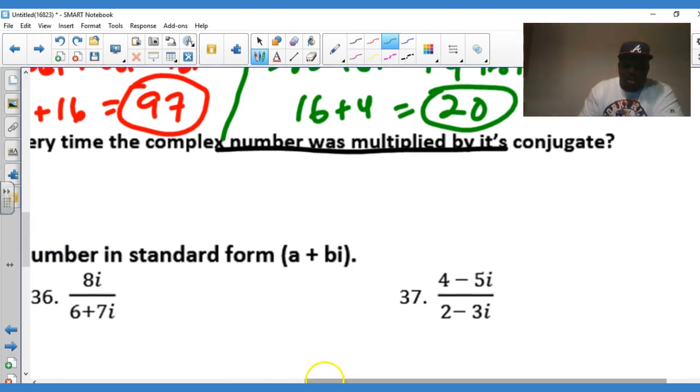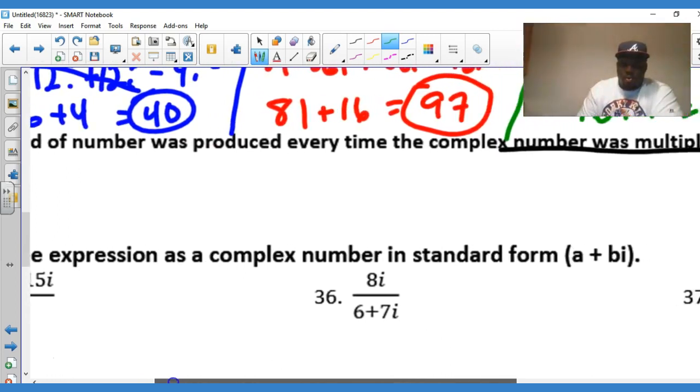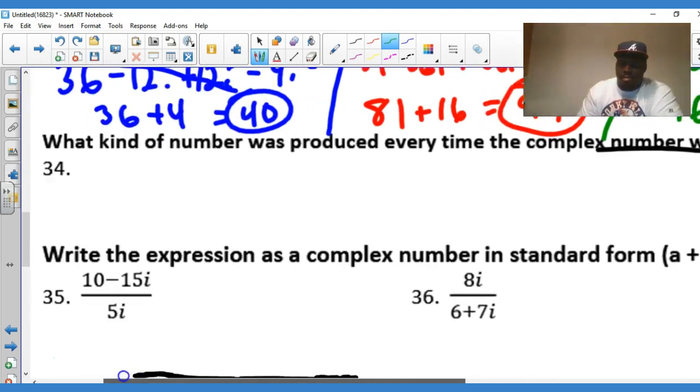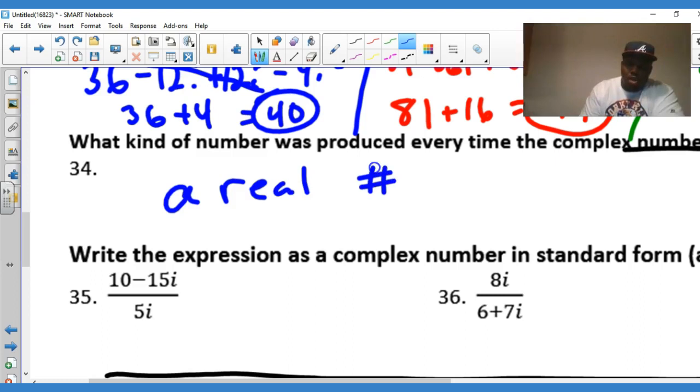Now, y'all look at this next question, 34. 34 says, what kind of number was produced every time the complex number was multiplied by its conjugate? Remember, and I say this all the time in class, when you multiply a complex number by its conjugate, you get a real number. Real number, okay?